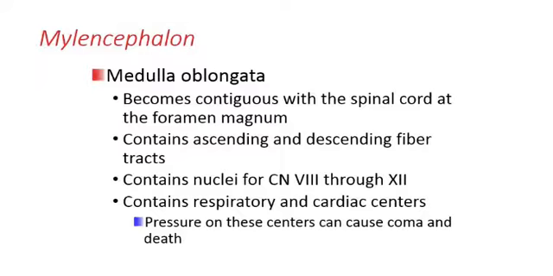The medulla oblongata becomes contiguous with the spinal cord at that large opening that I showed you earlier called the foramen magnum, and it contains the ascending and descending fiber tracts as well for sensory and motor functioning respectively. And here in the medulla we find the nuclei for cranial nerves 8 through 12. And the medulla contains respiratory and cardiac centers. Lesions or damage to these regions can cause coma and death.